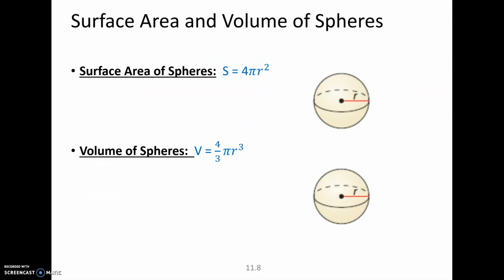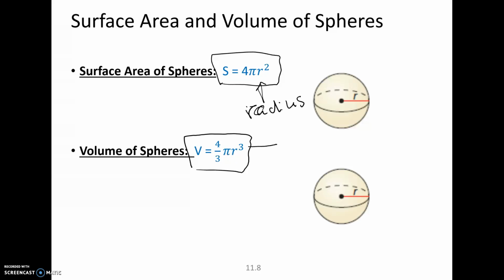Okay, so your surface area and volume formulas. Surface area of a sphere is 4 pi times your radius squared. So it looks like the only variable that you need is a radius. And then your volume is 4/3 pi times your radius cubed. And again, this is just your radius for r.